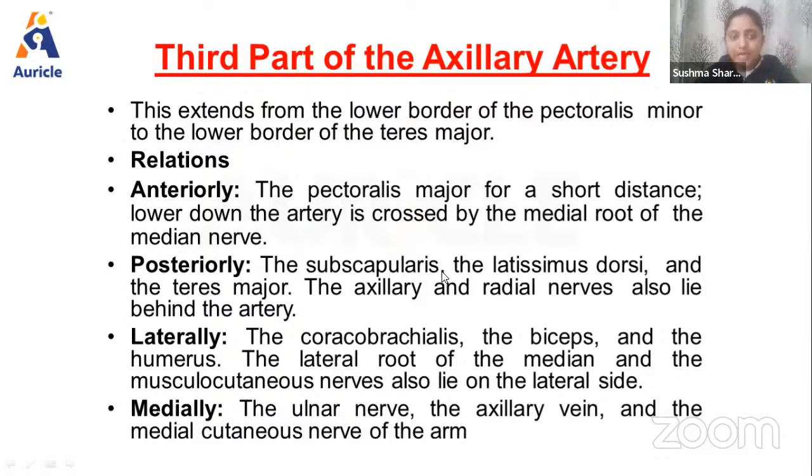You see, medially, I'm telling you, the third part of the axillary artery is closely related to the branches of the cords. Meaning, I cannot write anything about the cords; I'll have to mention the branches. In the medial relation, what nerve can you expect? Obviously, the ulnar nerve. Just apply logic.